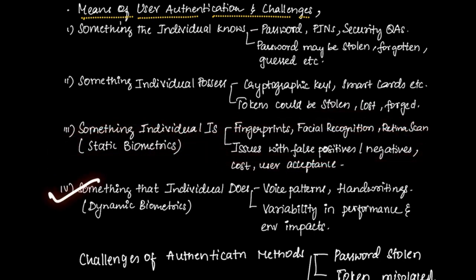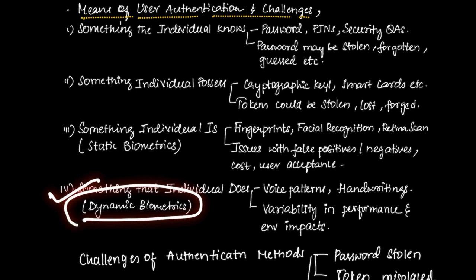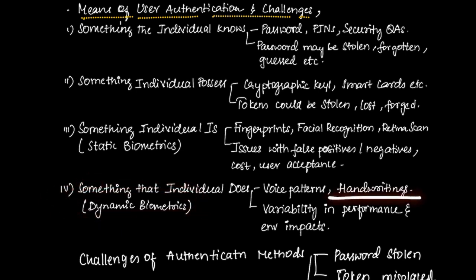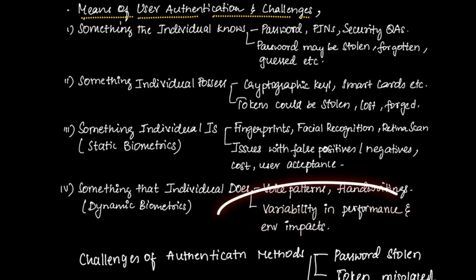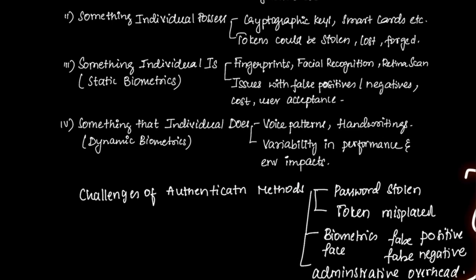Then something the individual does, that is dynamic biometrics. It could be typing rhythm, voice patterns, or handwriting analysis and all of that. Here there is variability in performance and environmental impacts. Accuracy issues are there. That is one of the major challenges. So I've written down all the four challenges here.